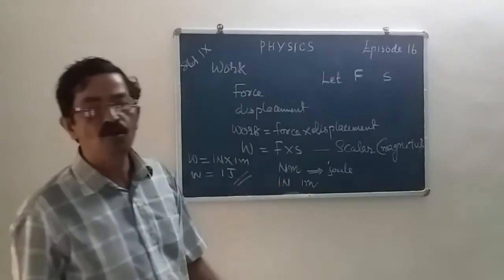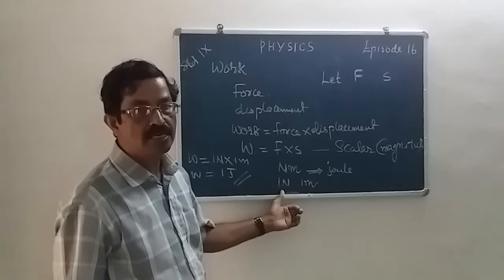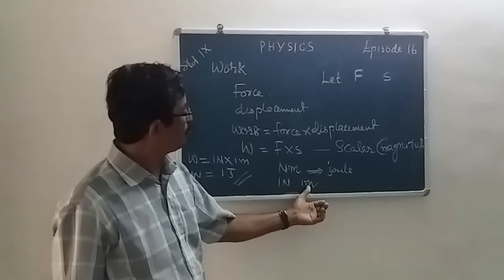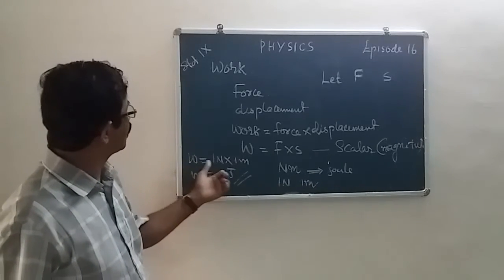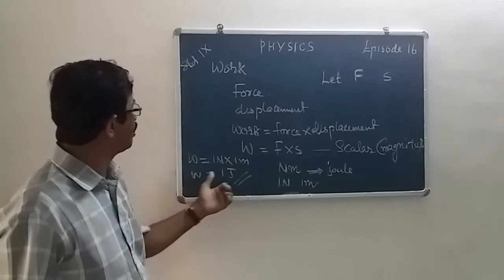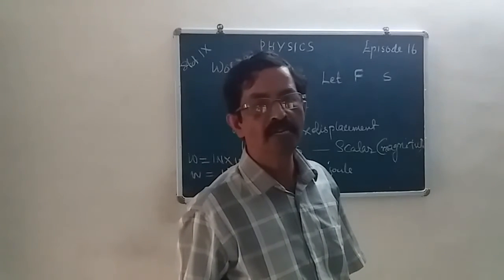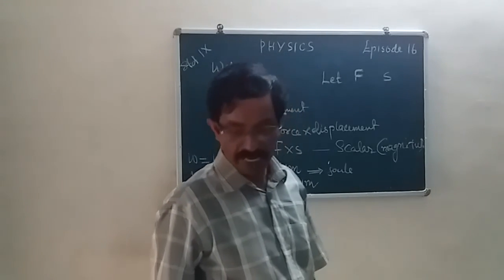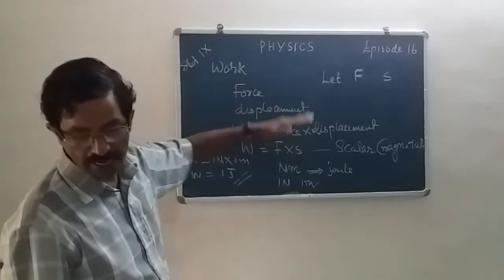How can we define 1 joule of work? Let a force of 1 Newton displace a body 1 meter, then work W is equal to 1 Newton into 1 meter, so W is equal to 1 joule. So work becomes 1 joule. Now you see how to define 1 joule of work.